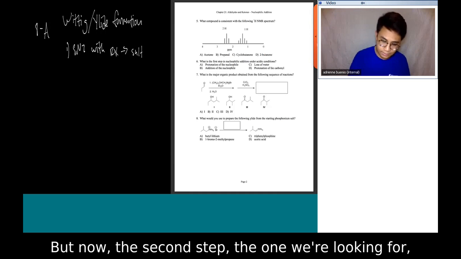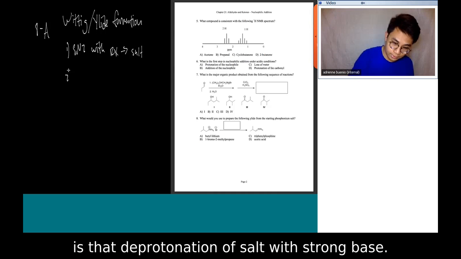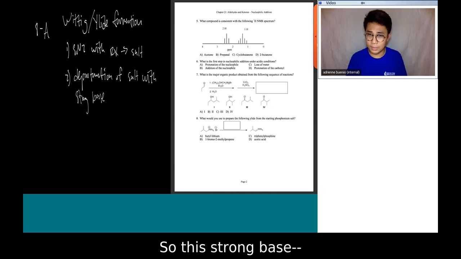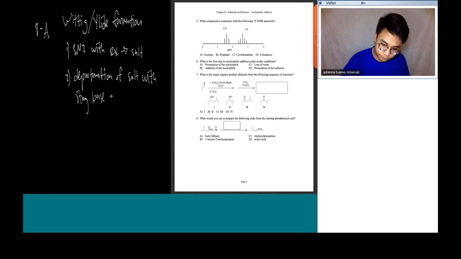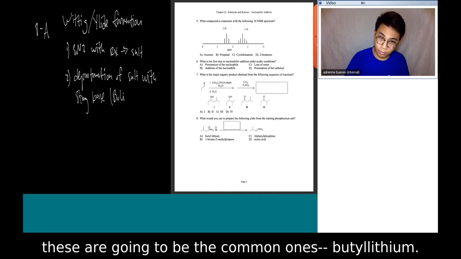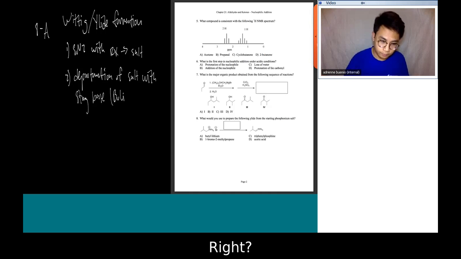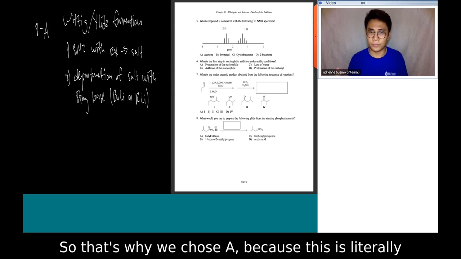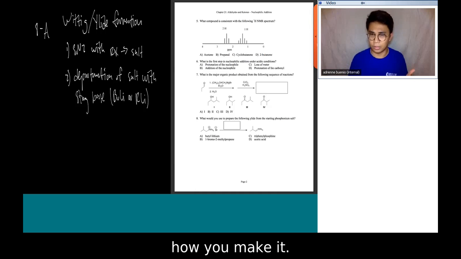But now the second step is the one we're looking for, the protonation of the salt with a strong base. So this strong base, and you guessed it, these are going to be the common ones, butyllithium, right? Pretty much anything with lithium, you're good. So that's why we chose A, because this is literally how you make it.